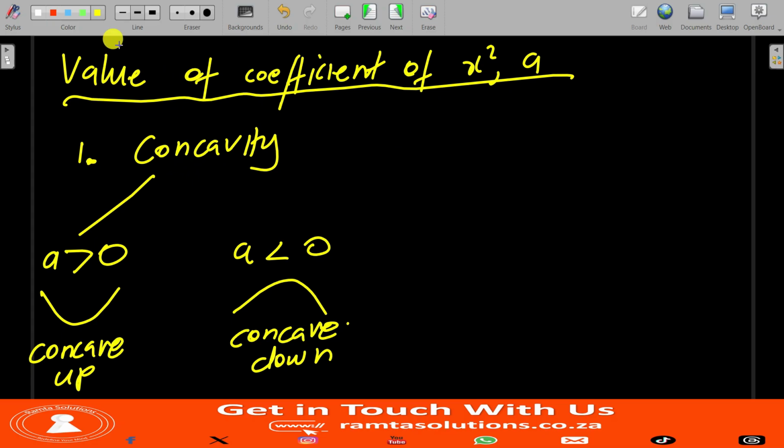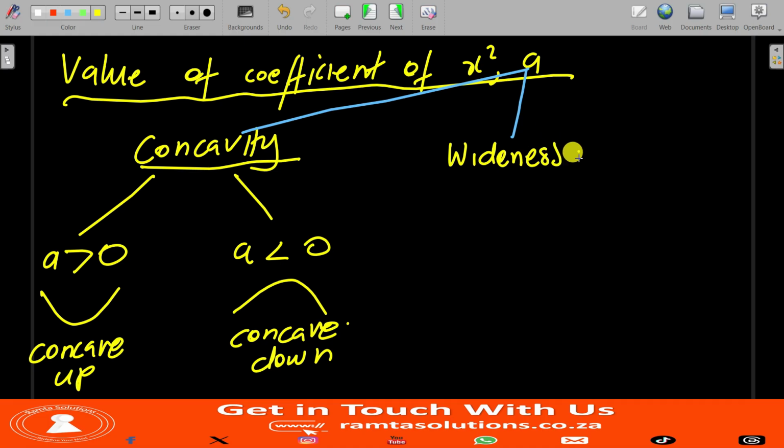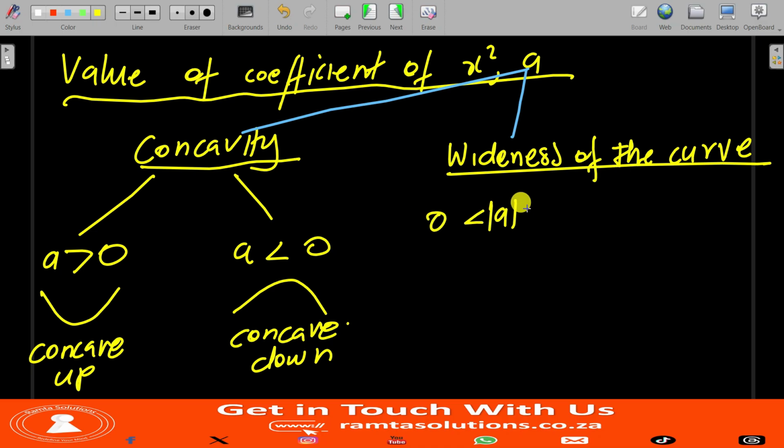Then I said that a also represents the wideness of the curve. With the wideness of the curve, I will take an absolute value. When the absolute value of a is greater than 0 but less than 1, your curve will be wider.